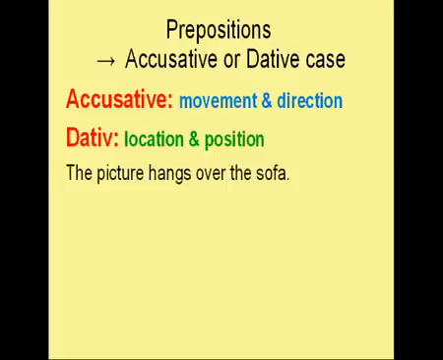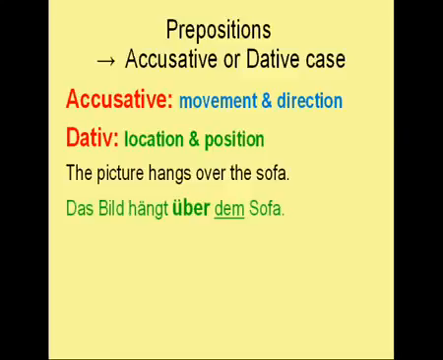Let's try another one. The picture hangs over the sofa. Does this imply movement and direction or location and position? Location and position, therefore the dative has to be applied. Over is translated with über, and Sofa is a neuter noun in German, and dem is the definite article for neuter nouns in the dative case. The sentence therefore reads, Das Bild hängt über dem Sofa.